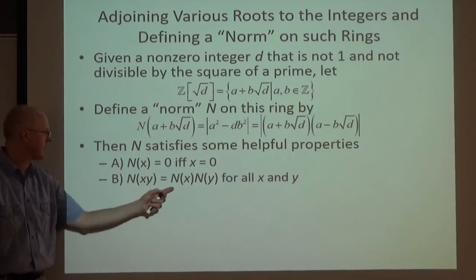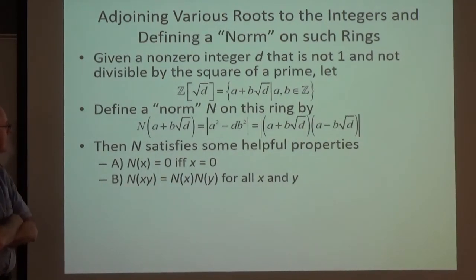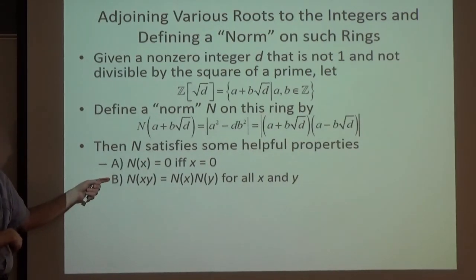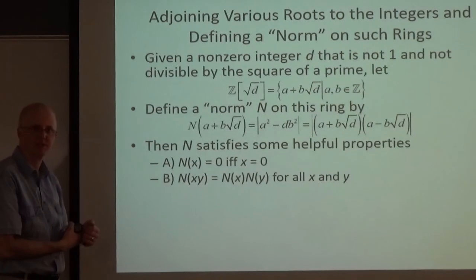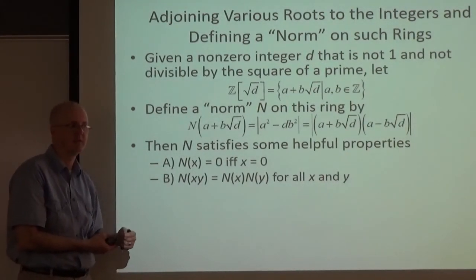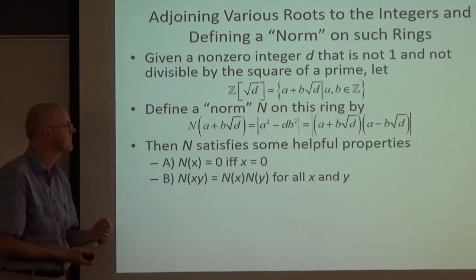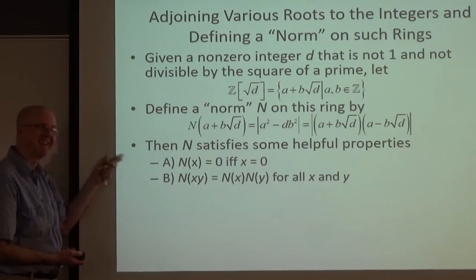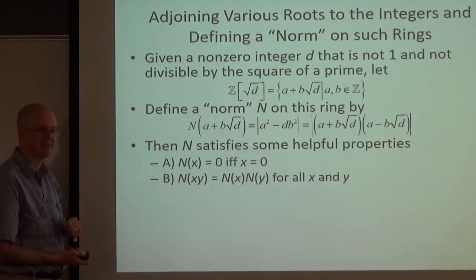Part B, N of x times y equals N of x times N of y for all x and y. This is a really useful property. It's not too hard to verify. Actually, it's a bit of a pain. You just plug the numbers in and just do the algebra, and you see that this works. It's a little bit of a pain, but it's pretty straightforward. By the way, the proof of these properties is going to be number 1 on the completion homework for Monday. It's actually the first one that's the hardest. Which doesn't look like it would be the hardest, but it is.